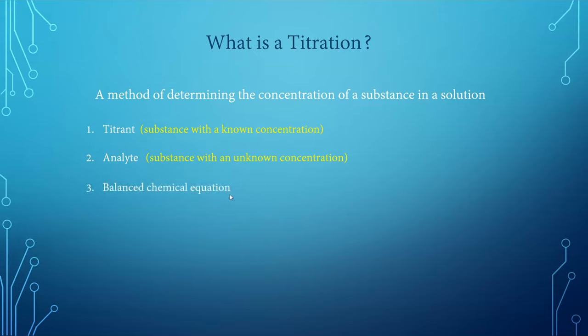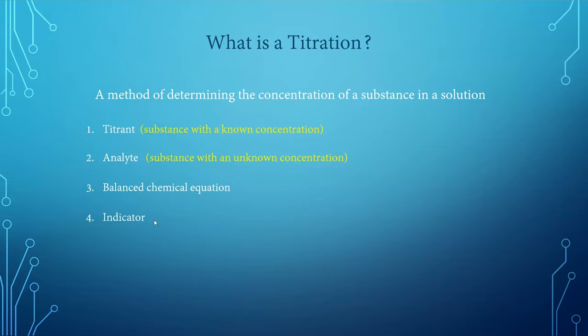We'll need a balanced chemical equation because we have to know the stoichiometry of the reaction. For example, if one EDTA reacts with one calcium, then we have a 1-to-1 ratio, and that tells us that however many moles of the EDTA we used, the calcium would be the same. If the ratio was, say, 1 calcium to 2 EDTA, then however much EDTA we had, the moles of calcium would simply be half of that. So we need to know that balanced equation so we know what the stoichiometry will be.